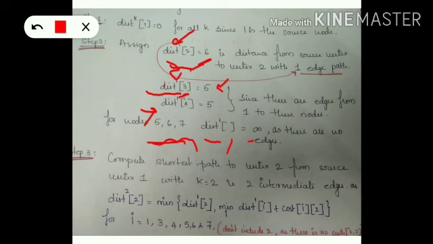Right? So step 3 says that now you compute the shortest path to vertex 2, 3, 4, 5, 6 and so on, such that you have only two intermediate edges. It means that for the first time I will calculate dist raised to 2 of 2, which is nothing but I want to find out the distance from source vertex 1 to destination vertex 2 such that I have only two edges in the shortest path.